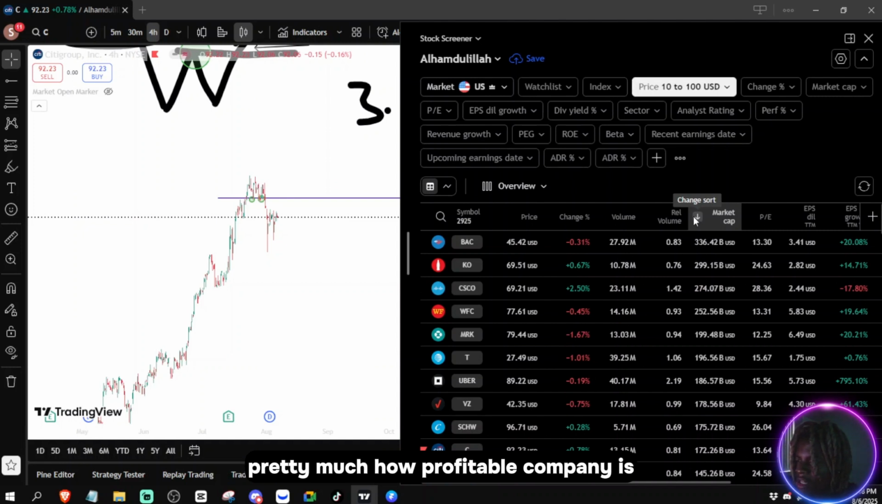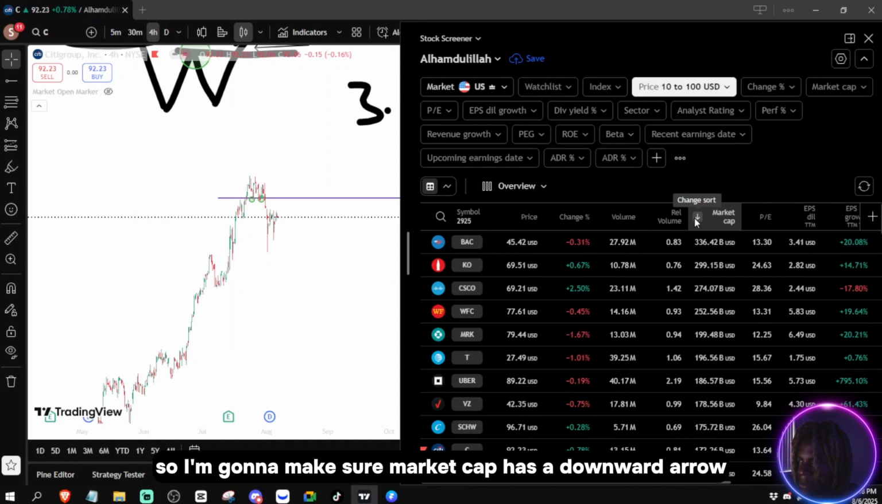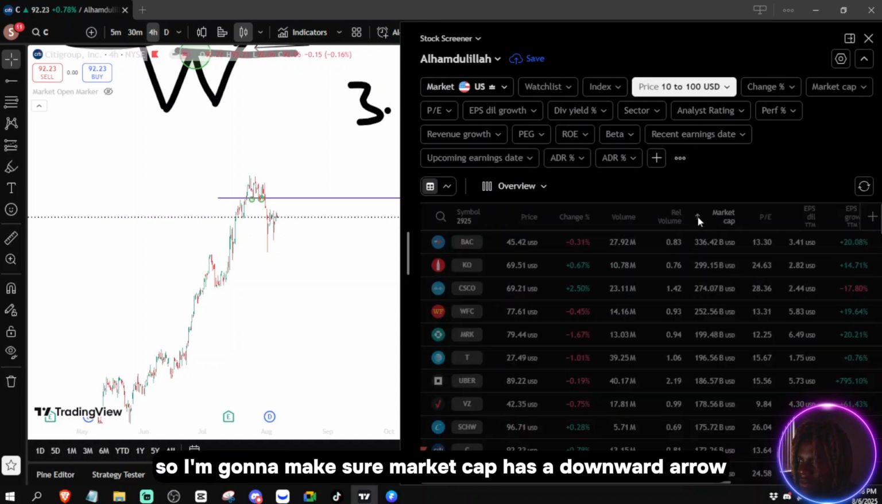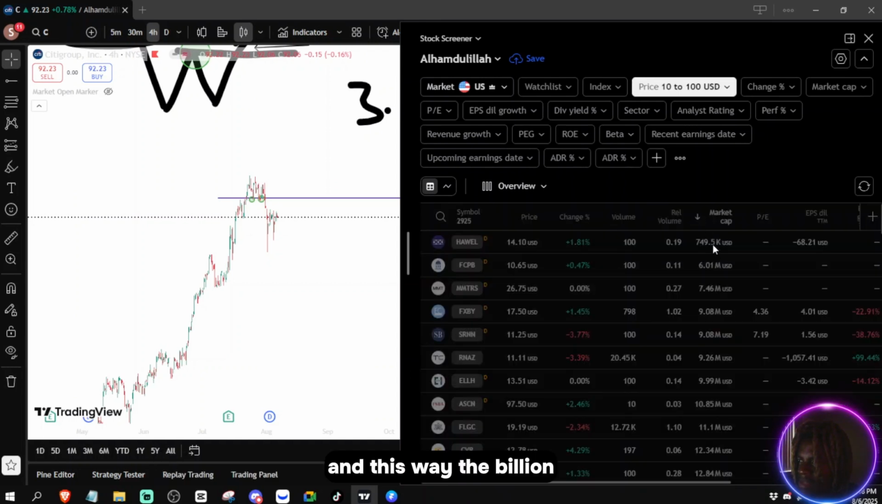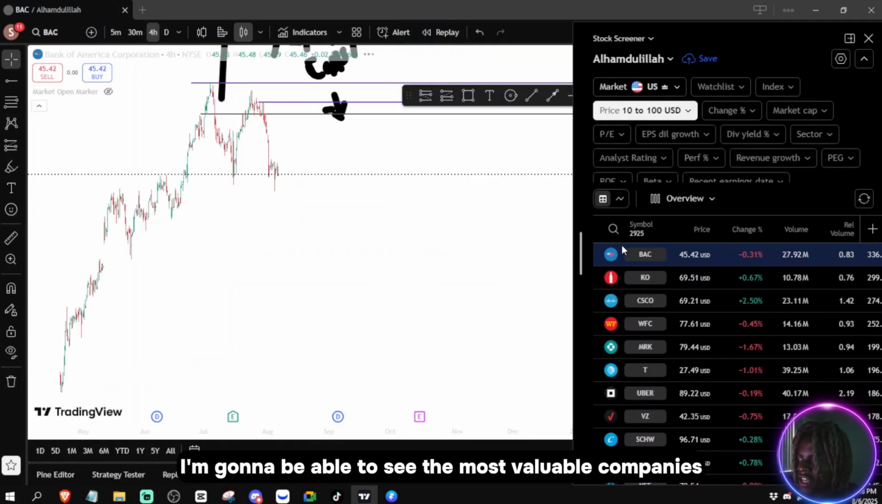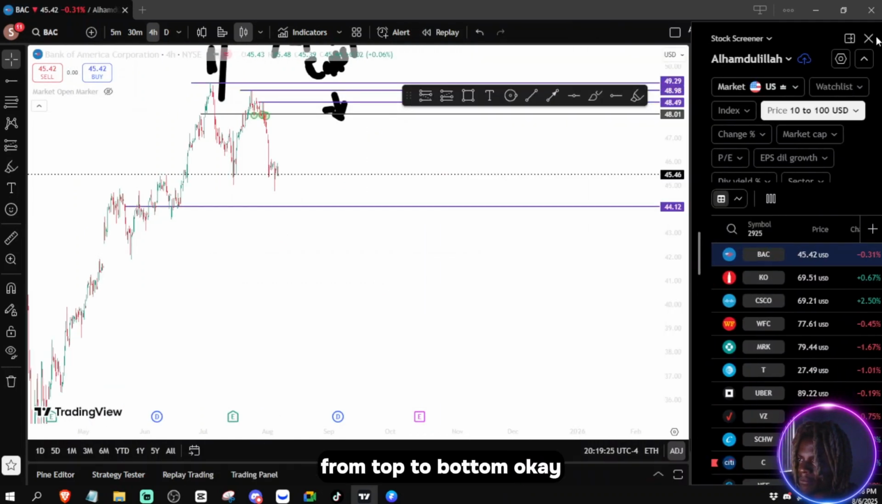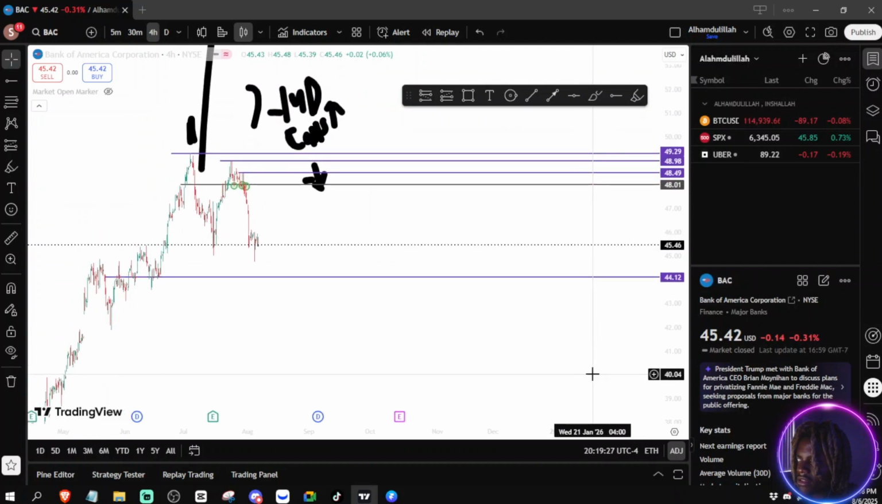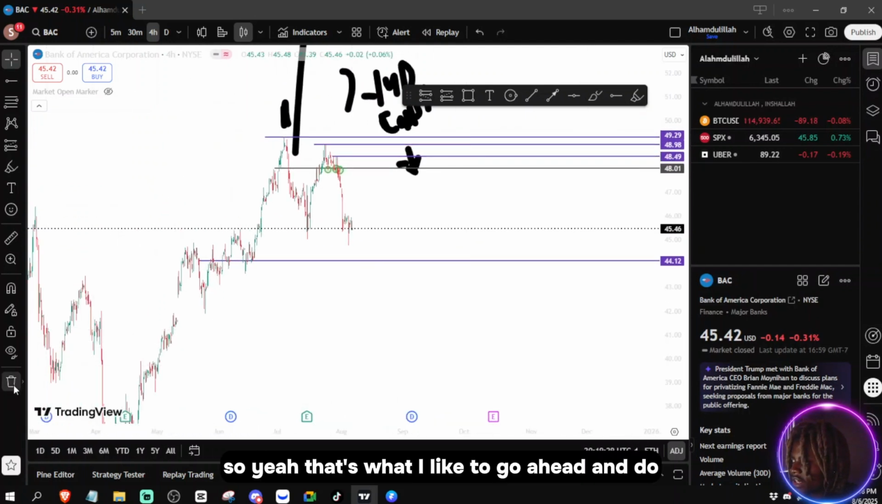Market cap is pretty much how profitable a company is and how much value it has. So I'm going to make sure market cap has a downward arrow, and this way the billions and the highest numbers should be at the top first. This way I'm going to be able to see the most valuable companies from top to bottom. So that's what I like to go ahead and do.